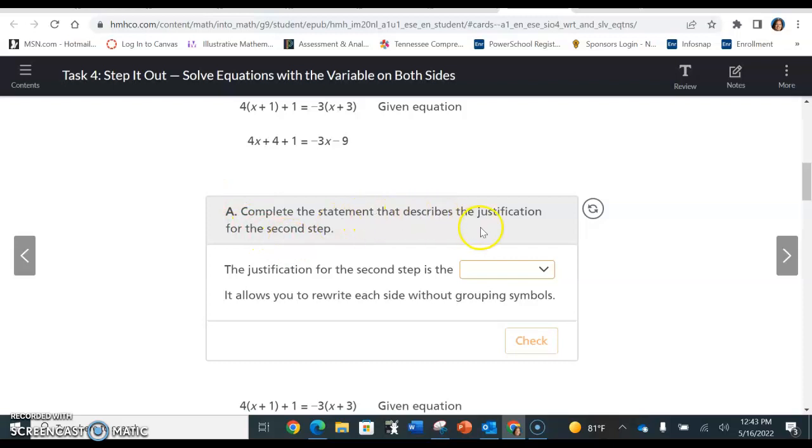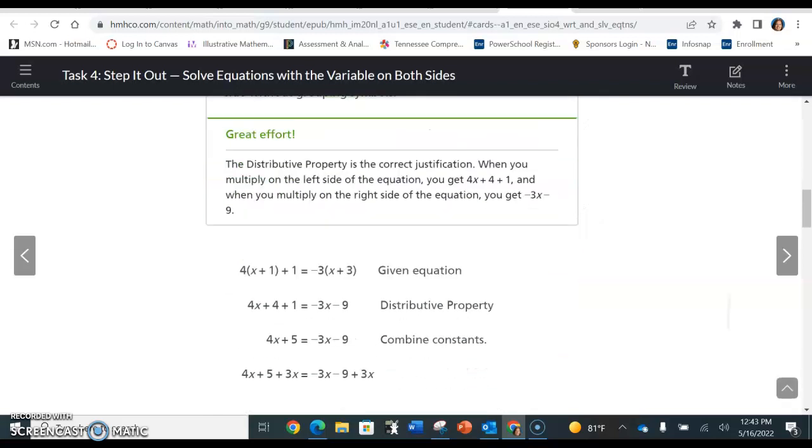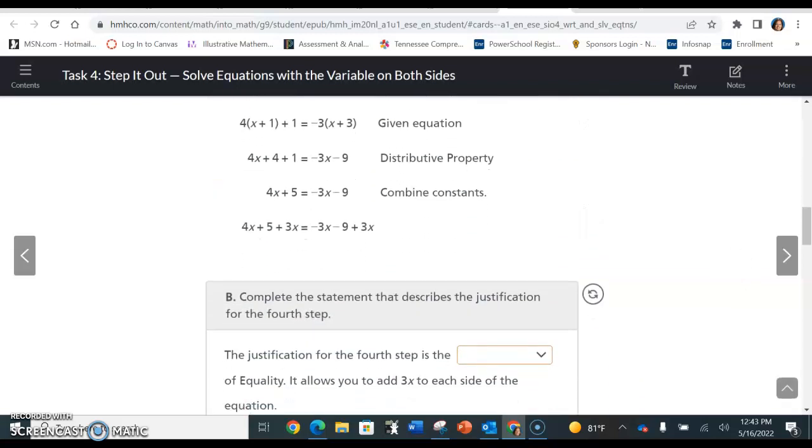So it says complete the statement that describes the justification for the second step. So that is distributive property. It allows you to rewrite each side without grouping symbols. All right, so here again, this is what we looked at above. This is the second step using distributive property. Then they combine like terms. 4 plus 1 is 5, so they simply combine like terms there.